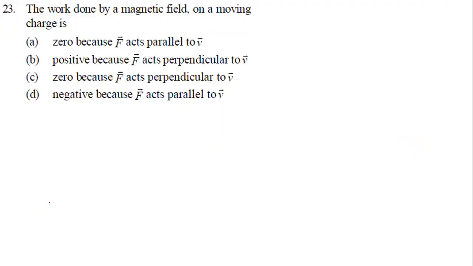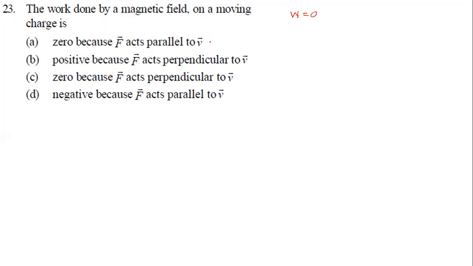Look at question number 23. They are asking about the work done by a magnetic field on a moving charge. In the first case, work done is how much? Zero, because F acts parallel to V.